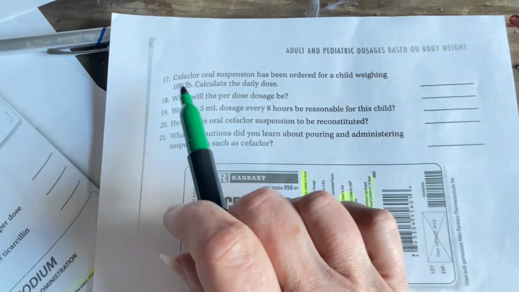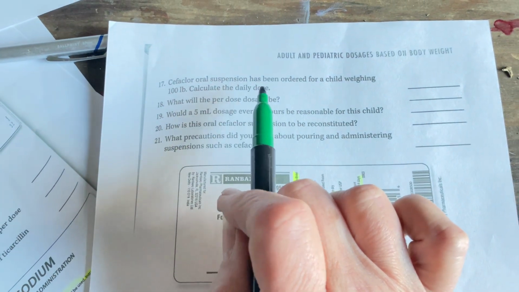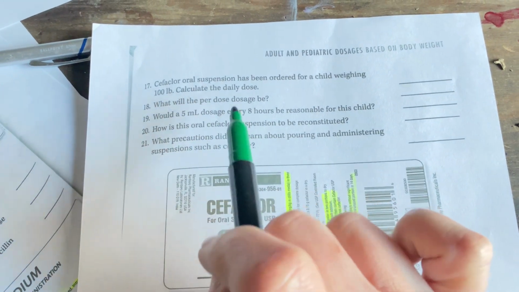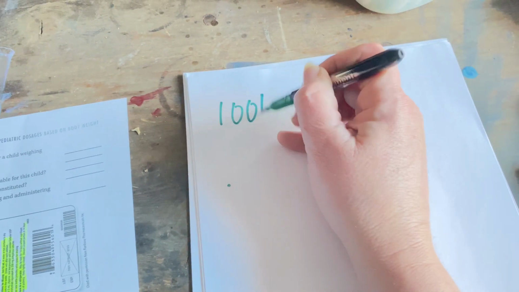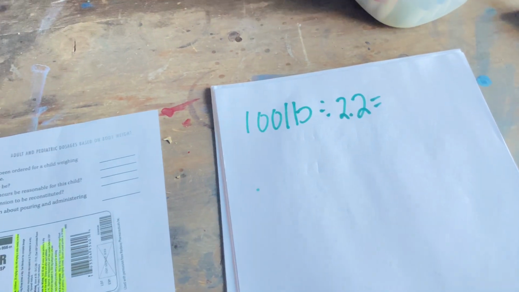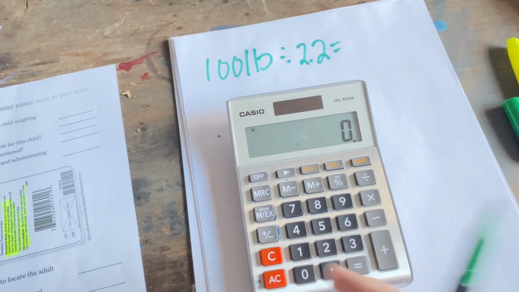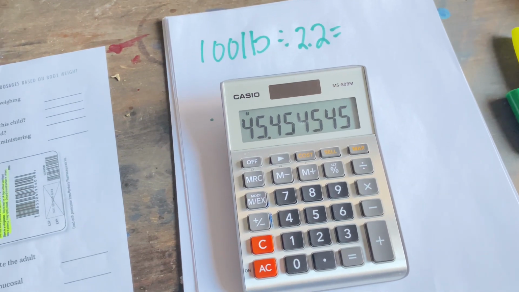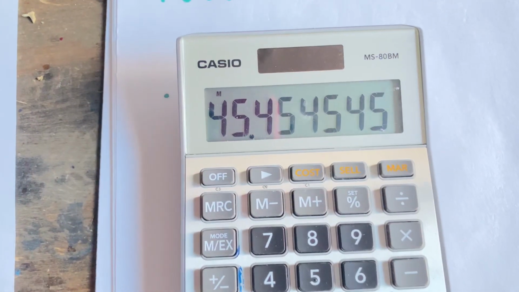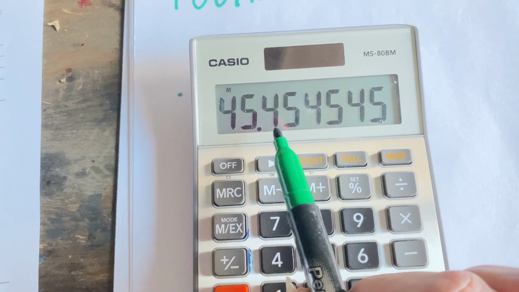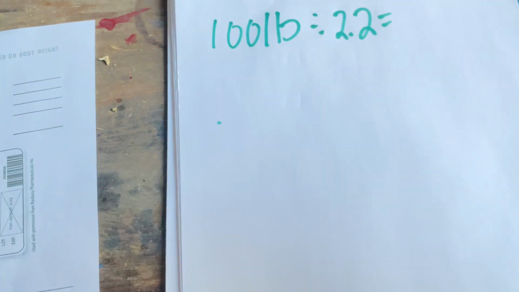All right, so C-chlor oral suspension has been ordered for a child weighing 100 pounds. Calculate the daily dose. First thing out the gate, we have to convert 100 pounds to kilograms, so we're going to divide by 2.2. Get your calculator and do 100 divided by 2.2, and it's 45.45. The 5 is going to round the 4 up, so it'll be 45.5 kilograms.